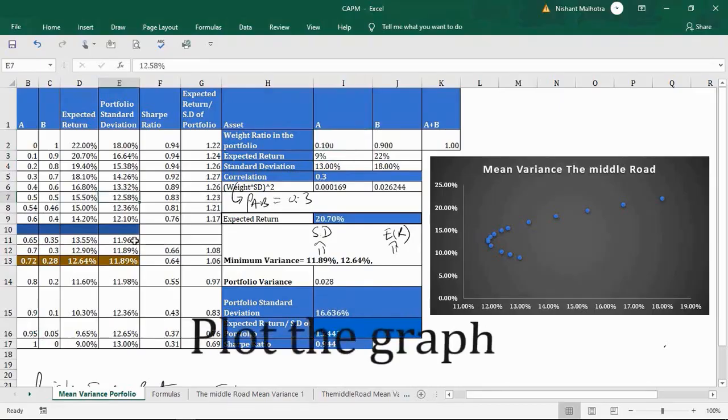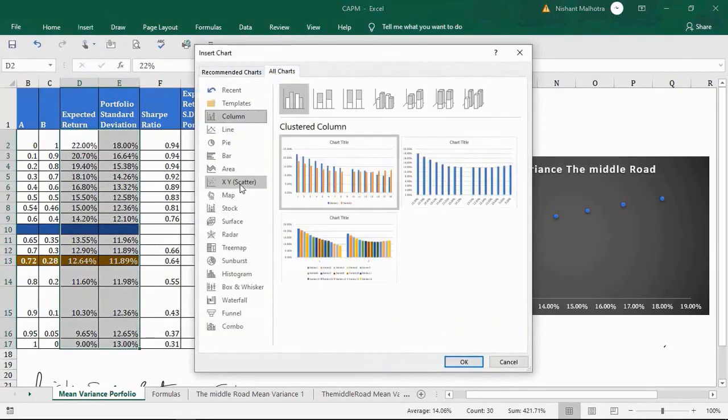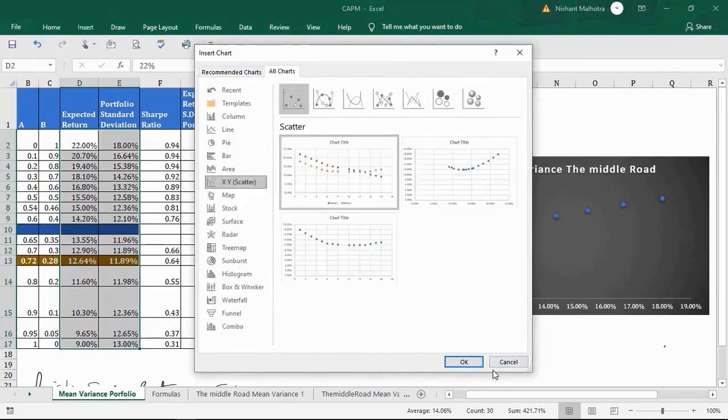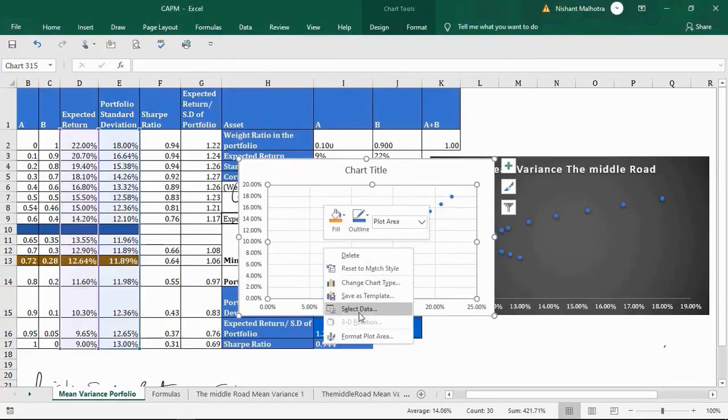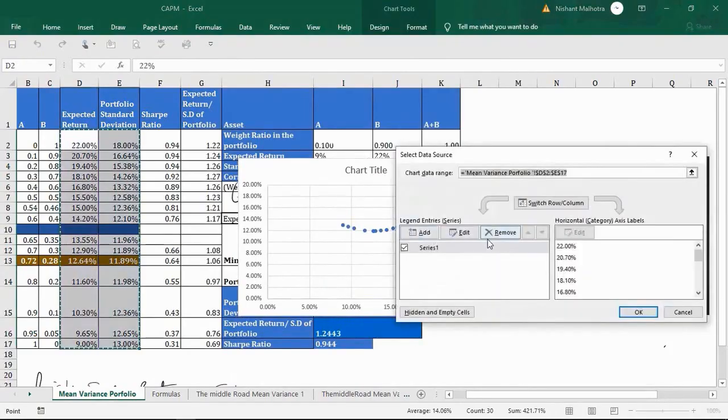First, you can select these two data points. You can go to insert, you can go to recommended charts, and you can go to all charts. We straight away go to a scatter plot. I want a different data set, so I right click, go to select data, and remove this data.